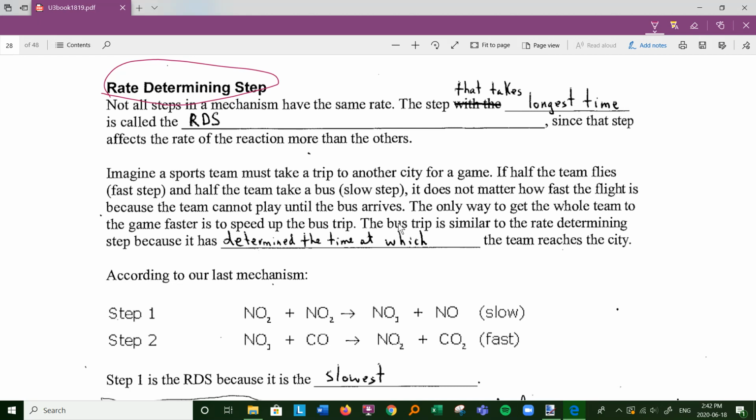The only way to get the whole team to the game faster is to speed up the bus trip. The bus trip is similar to the rate determining step because it has determined the time at which the team reaches the city. So there's an example of transportation. Rate determining steps, think of you driving 60 kilometers per hour down Pembina Highway. Everyone's driving at a nice pace, and then, oh no, there's construction.